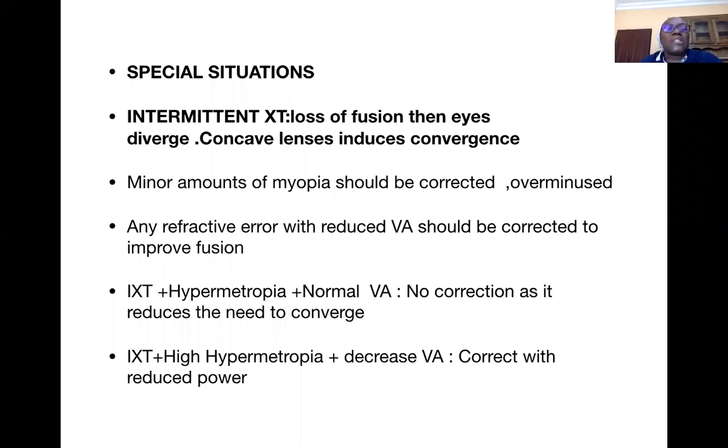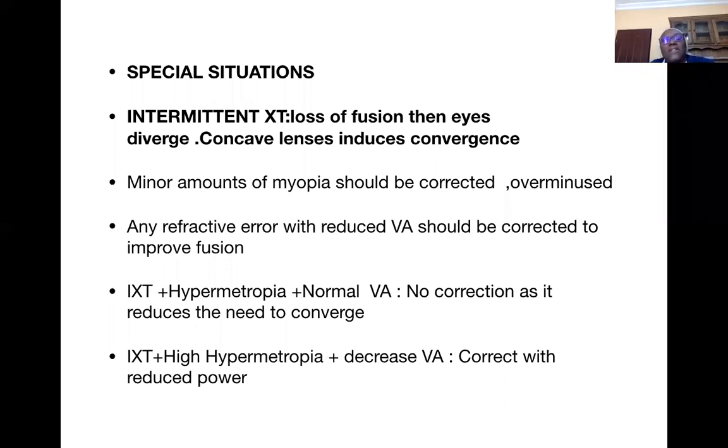So what other special situations should we give spectacles? Like those with intermittent exotropia, because in intermittent exotropia we have loss of fusion when the eyes diverge. So you have to use concave lenses to induce convergence for them to have good fusion. So no matter the amount of myopia, it should be corrected, and the power should be less.